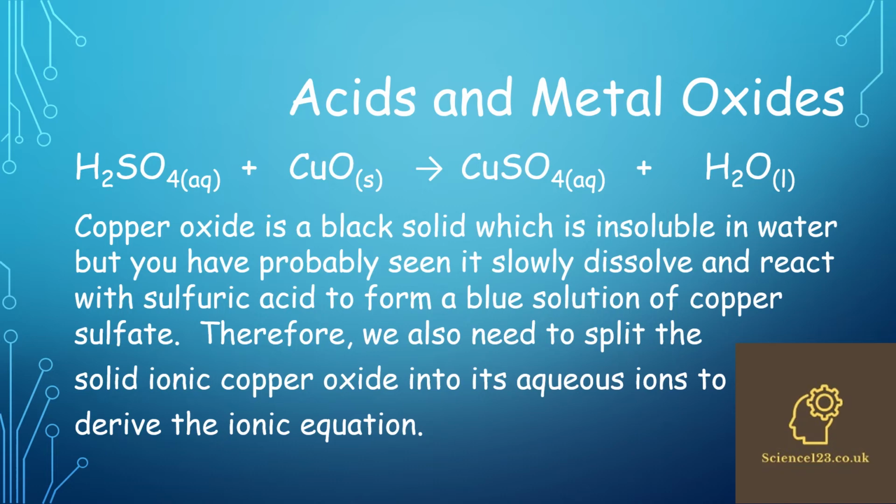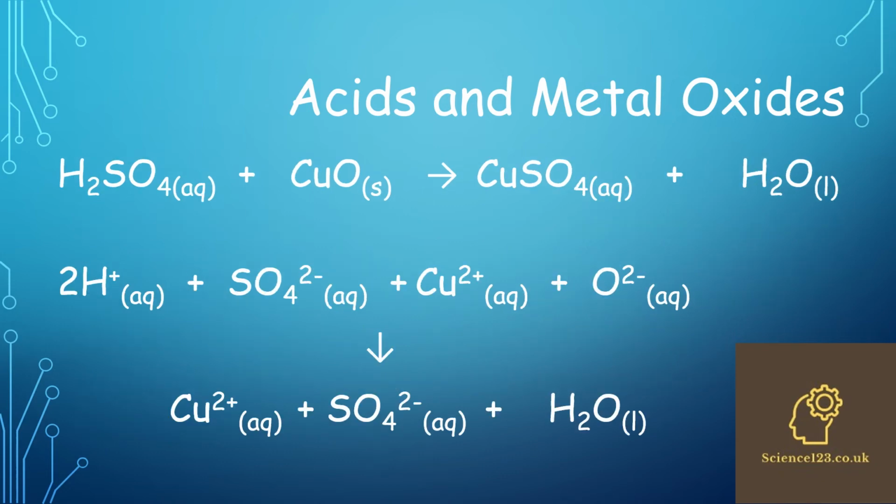We therefore need to split the copper oxide into its aqueous ions to derive the ionic equation, along with the sulfuric acid and the copper sulfate solution that is formed. Looking at the full balanced symbol equation and the formula of H2SO4, we can see that this contains 2 H plus ions, but only 1 sulfate ion. Copper oxide contains 1 copper 2 plus ion and 1 oxide ion, O2 minus. Looking at the products, the copper sulfate forms 1 copper 2 plus ion, 1 sulfate ion, SO4 2 minus, and liquid H2O.